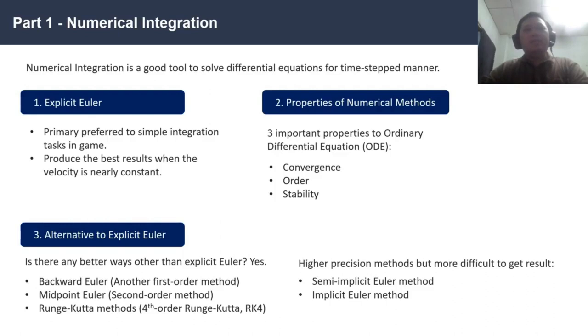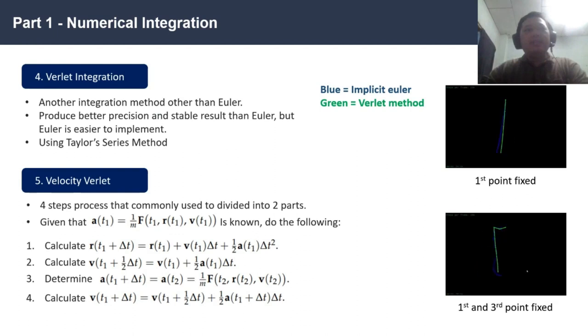Hello, I'm Clive, and I would like to present the topics today from 13.4.1 to 13.4.7.7. Part 1 is about numerical integrations, which consider explicit Euler and Verlet methods. Explicit Euler is a simple integration method used to produce a better result when the velocity is nearly the same all the time. The Verlet integration is using the Taylor series method and is harder to use but produces better precision and good results than Euler.